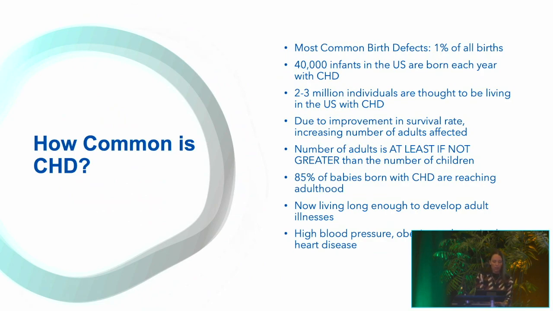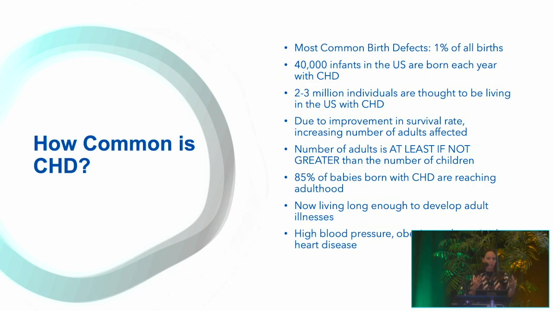So how common is congenital heart disease? Common. 1% of all births are affected by congenital heart disease. 40,000 infants are born every year with congenital heart disease. 2 to 3 million individuals are thought to be living in the U.S. with congenital heart disease. And we're now seeing that there are actually more adults living with congenital heart disease than there are pediatrics.